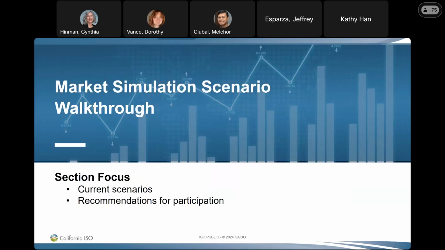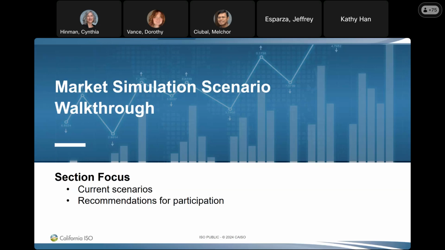Now we're going to go through the market simulation scenario walkthrough. This is actually an addition to our normal process that we've been doing up until now. Based on stakeholder request, we are going to walk through the scenarios, and I have many SMEs available to answer your questions. This wasn't advertised in the market notice that went out for this training, but going forward, we will start adding that in there, because I think it's really important for us to go through those scenarios during that training and be able to answer your questions. So let's see how it goes.